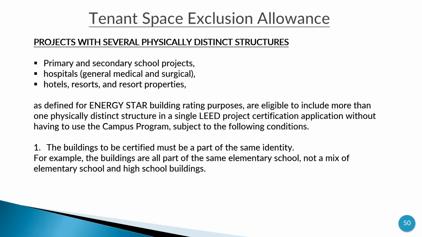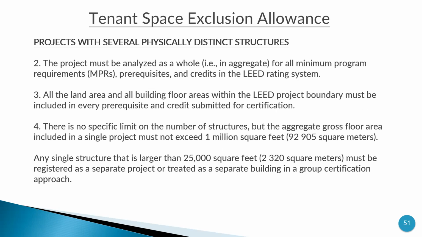Okay, last slide. Projects with several physically distinct structures, that is primary, secondary school projects, hospitals, hotels, resorts. These are defined as Energy Star building rating purposes. They are eligible to include more than one physically distinct structure in a single LEED project certification, because campus, right? We are looking at campus. The buildings to be certified must be part of the same entity, that is, it belongs to the same owner and a same functionality part of it. Same owner in the same premises.